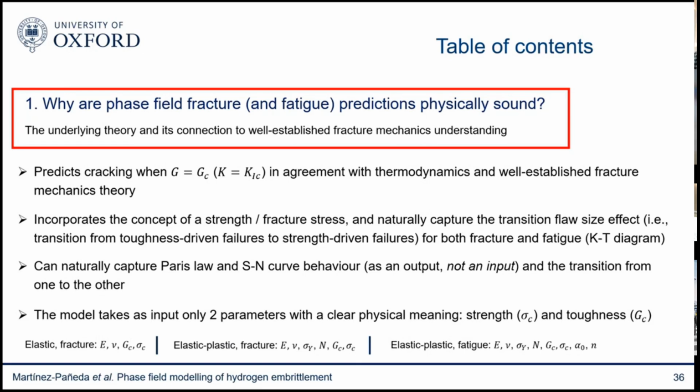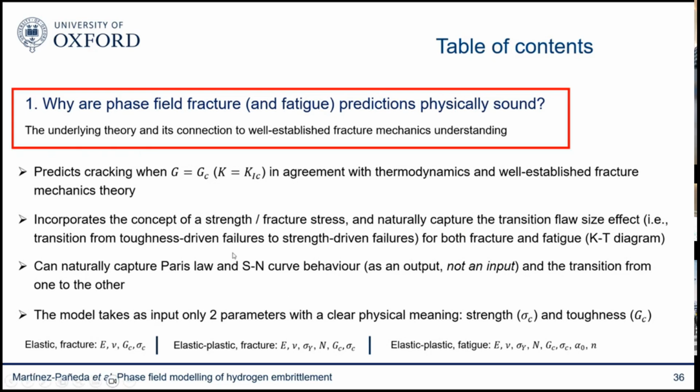But you can also use the model to tackle more complicated cases, which you cannot tackle with the standards. For example, when you bring hydrogen into the picture. It also incorporates the concept of strength, fracture stress, and therefore it can capture the transition flaw size effect. So you can go from toughness-driven failures to strength-driven failures for both fracture and fatigue. So this is the so-famous KT diagram. And this is again quite good, because it means that if I can deal with samples with tiny cracks and with very large cracks, no matter what your crack size is, I'm going to get the same result as in an experiment.